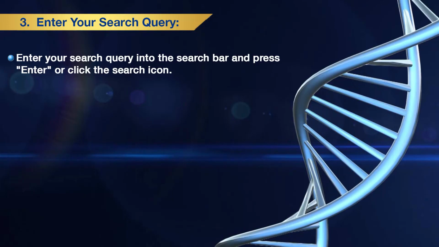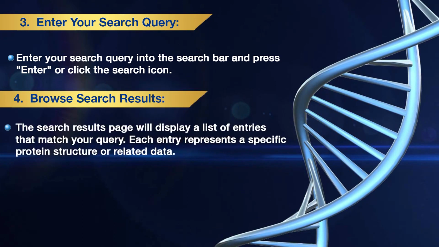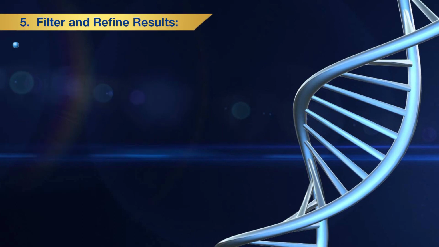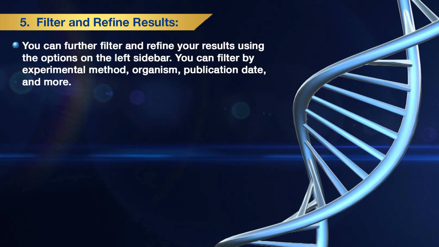Enter your search query into the search bar and press enter or click the search icon. Browse search results. The search results page will display a list of entries that match your query. Each entry represents a specific protein structure or related data. Filter the refined result. How can you filter your refined result? You can further refine your results using the options on the left sidebar. You can filter by experimental methods, organism, publication date and many more.